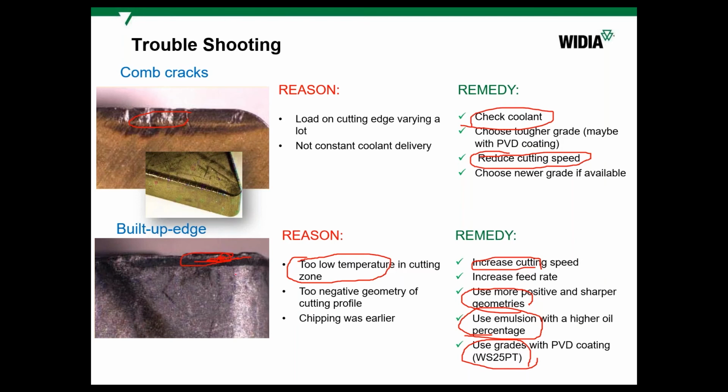Also, you can see some sort of built-up edge, but it was chipping in the beginning. It was a previous type of wear, and on the chipping, on this uneven surface, metal is welded. So if it's chipping, don't look at this. Look at the remedy against chipping.